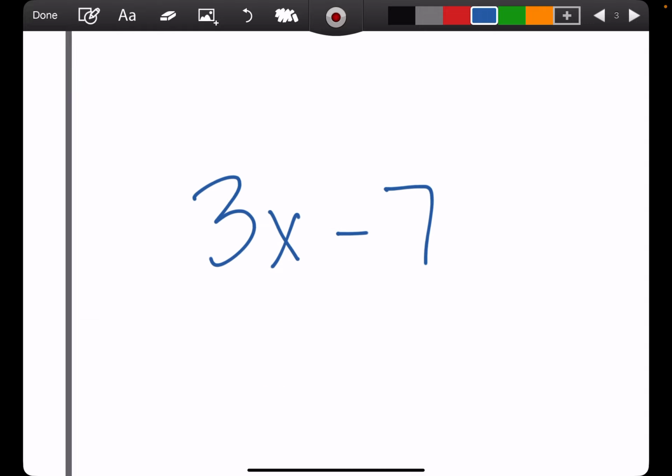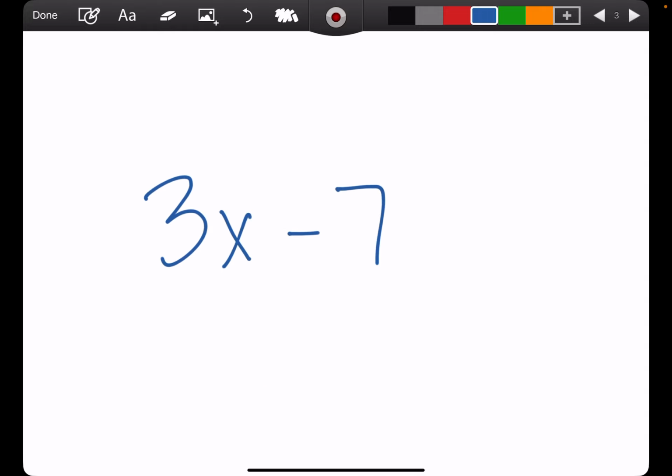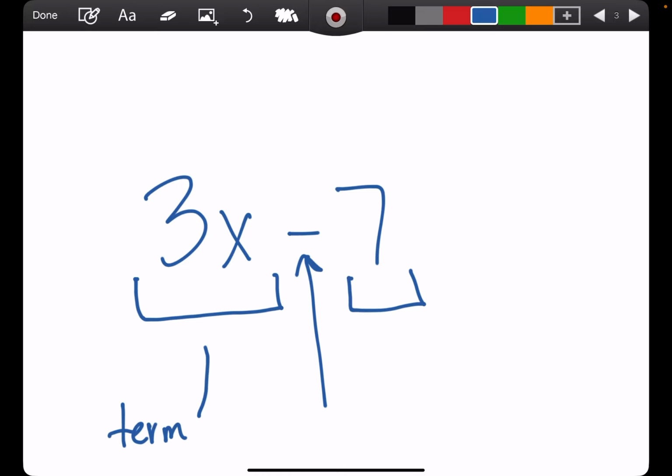If we look at this first example, we have this algebraic expression, 3x minus 7. These two pieces separated by a subtraction symbol in the middle are both terms. So we've got a term right here in 3x and a term right here in 7. The way I think of it is terms are the components of an expression or an equation.